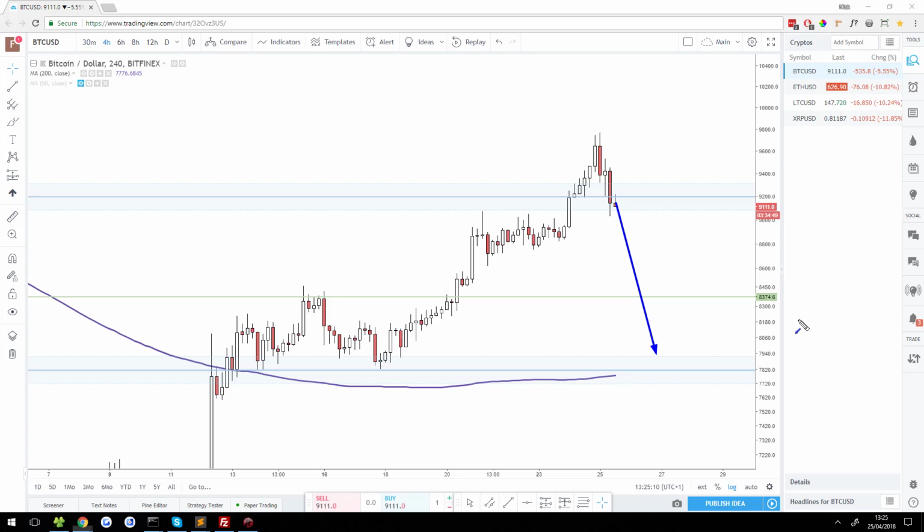So what I want to see is sellers getting stuck on this support area. I want to see them getting stuck here for even 24 hours would be great. Because once they get stuck there, that means that they don't have the strength to continue to push down. Then I'll be looking for a long trade. But right now, they haven't really been stuck there for long.